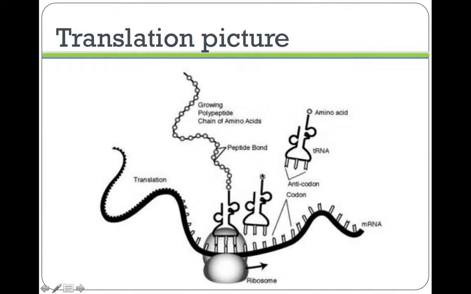The tRNA has an amino acid attached to it, as you can see up here. And as each tRNA comes in and attaches to the mRNA, it puts together these amino acids in a long chain like this. And this polypeptide chain, that is a protein. That's what that means. Last but not least, notice that this all takes place here at the ribosome.